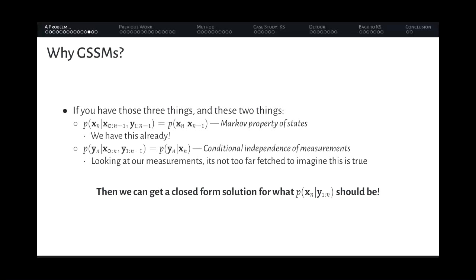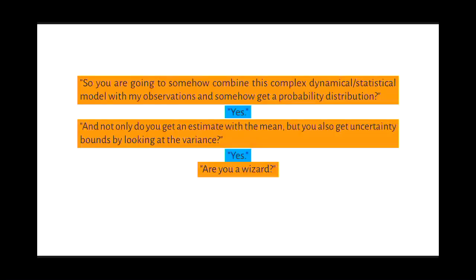And this particular quantity is basically a conditional distribution for what the hidden state's distribution should be, given all the observations we've seen up until now, which is pretty useful, right? It's going to link the dynamics and whatever that sensor was saying. So you're going to somehow combine this complex dynamical statistical model with my observations and somehow get a probability distribution.